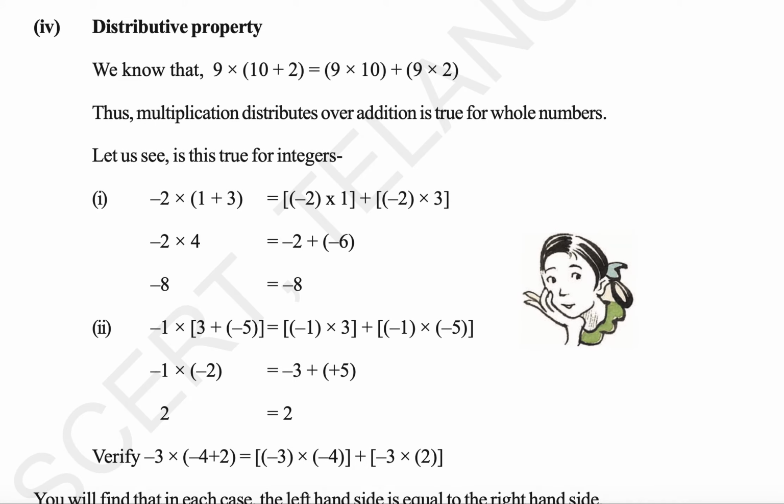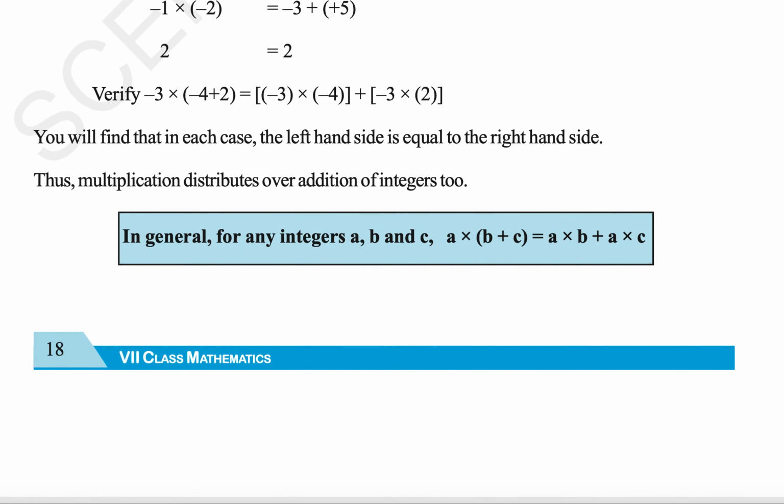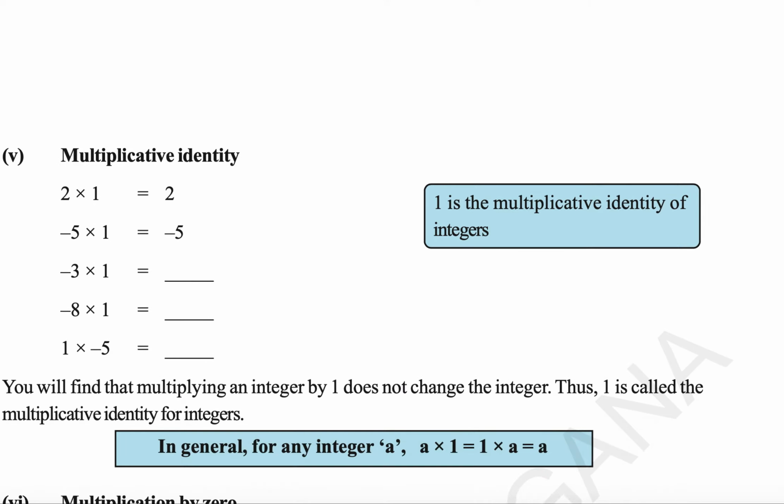Distributive property. We know that a into b plus c equals a into b plus a into c. That is, multiplication distributes over addition. So minus 2 into 1 plus 3 is minus 2 into 1 plus minus 2 into 3. On the left hand side it is minus 8, on the right hand side minus 2 plus minus 6, minus 8. So it is valid in general for any integers a, b and c. a into b plus c equals a into b plus a into c.